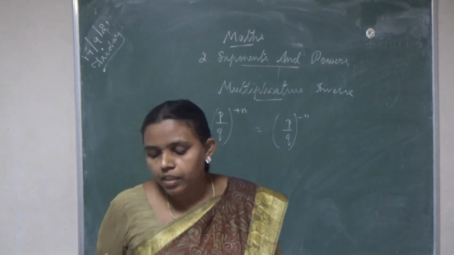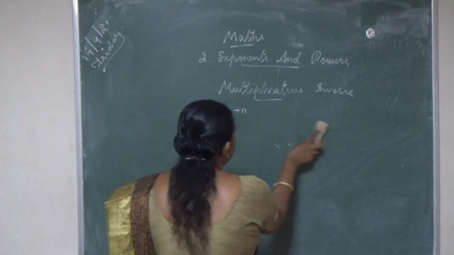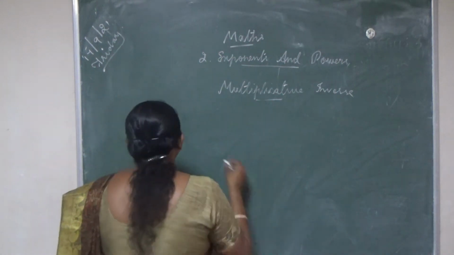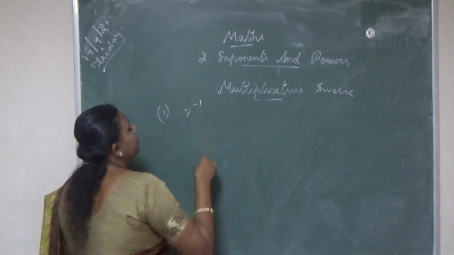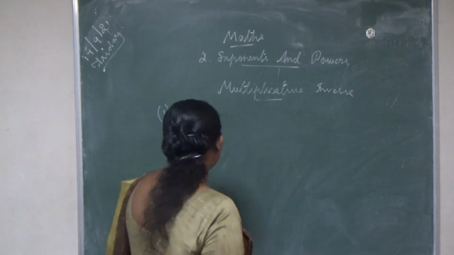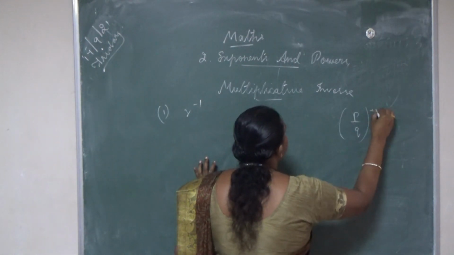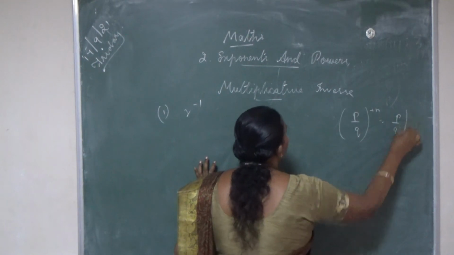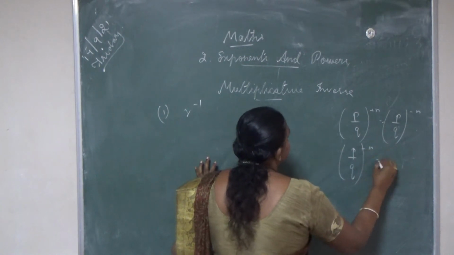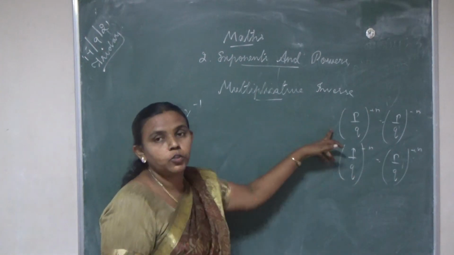So now we will do some problems related to the multiplicative inverse. The first problem: the multiplicative inverse of r power minus 1. The multiplicative inverse of p by q the whole power plus n is p by q the whole power minus n, or p by q the whole power minus n is p by q the whole power plus n. This is the multiplicative inverse.